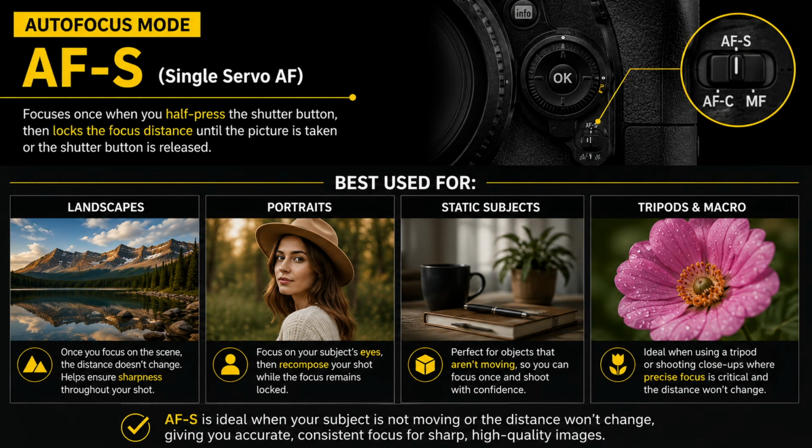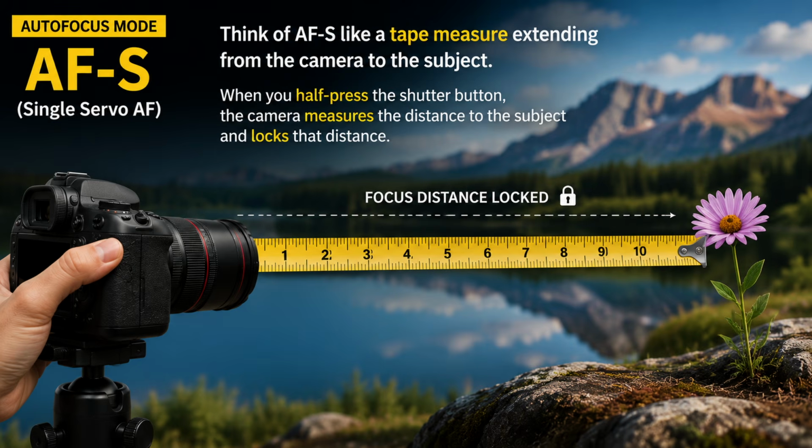This makes AFS the ideal choice for landscapes, architecture, products, still life photography, and portraits, where your subject is not moving significantly. You can think of AFS as taking a measurement and then freezing it. Once that focus has been achieved, the camera then stops adjusting the lens.